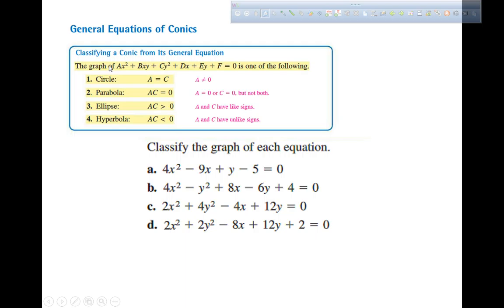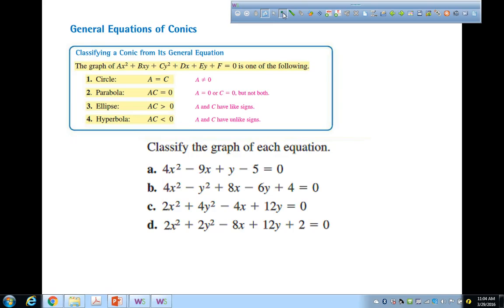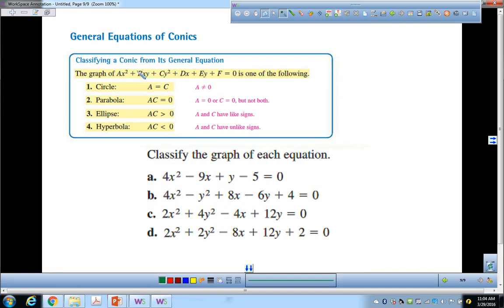In the very beginning of this chapter, I talked about this being the general form of any conic section. We really don't have to worry about this one, because this is for if the hyperbola, ellipse, circle, or parabola is rotated to something other than horizontal or vertical. But if A equals C, meaning the number in front of the x squared and the number in front of the y squared is the same, then I have a circle, right? So if I have something like 4x squared plus 4y squared equals 36, that makes the equation of a circle.